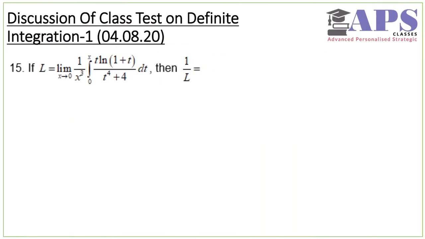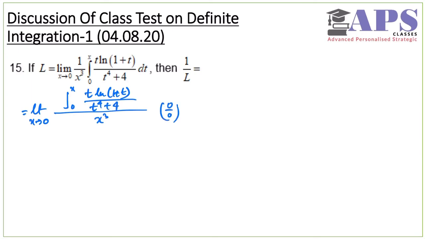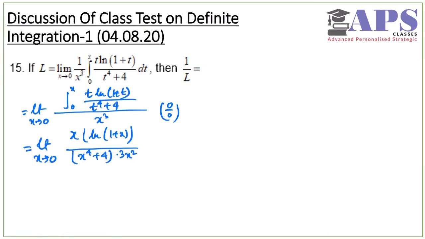Now in question number 15, it is a question of limit, but integration is involved. So if I rewrite this limit in this way, limit x tending to 0, if I take x cube in the denominator and the integration part 0 to x, t ln(1 plus t) by x to the power 4 plus 4. It is like 0 by 0 form, so we can apply L'Hopital rule and we should differentiate it. So limit x tending to 0. Derivative of denominator is easy, it is 3x square. Derivative of numerator can be done by Newton-Leibniz formula, which is x into log of 1 plus x over x to the power 4 plus 4. Okay, one of the x is getting cancelled here.